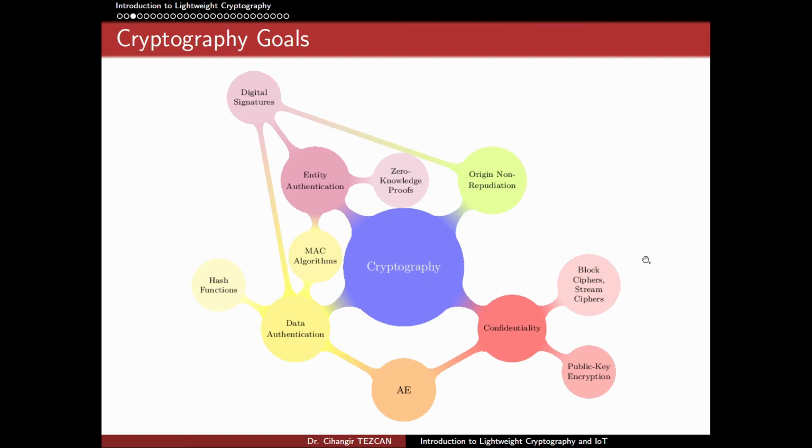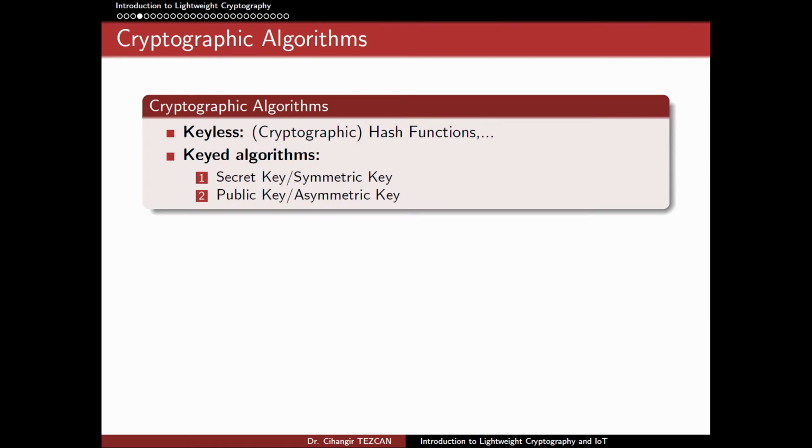So in this lecture, we will mostly be focusing on block ciphers, stream ciphers, authenticated encryption algorithms, and MAC algorithms or hash functions, but at the lightweight level. So let's start by giving a brief introduction to cryptography. This wouldn't be a proper classification, but maybe we can classify cryptographic algorithms as keyless algorithms and keyed algorithms. Cryptographic hash functions or similar algorithms do not use a key, but we have keyed algorithms that we call symmetric key and asymmetric key cryptography.